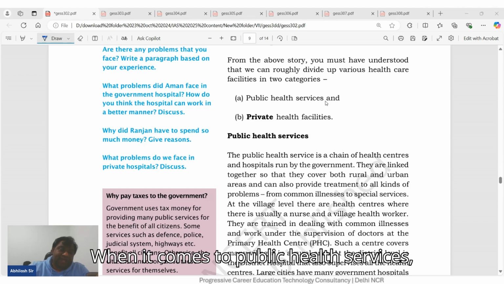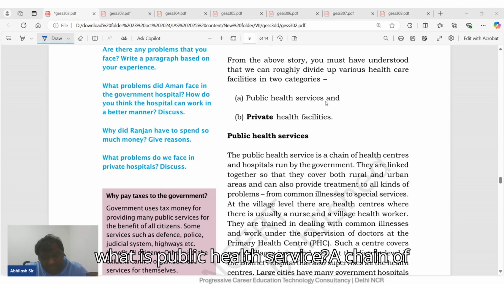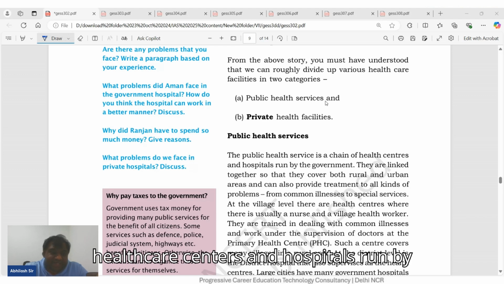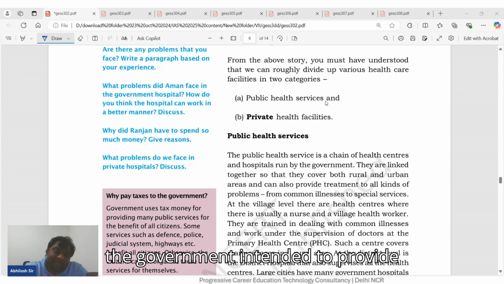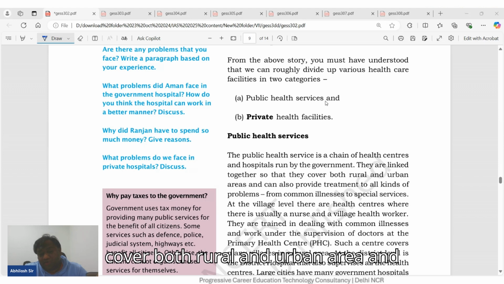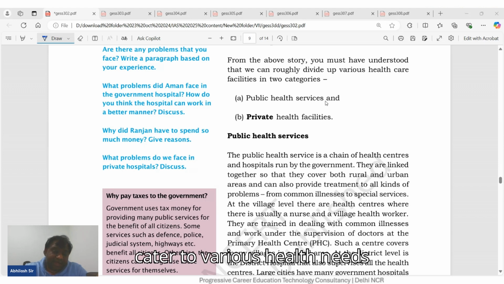When it comes to public health services, what is a public health service? A chain of healthcare centers and hospitals run by the government, intended to provide healthcare services to all citizens, especially the poor, at either no cost or very low cost. These services cover both rural and urban areas and cater to various health needs, from common illnesses to specialized treatments.